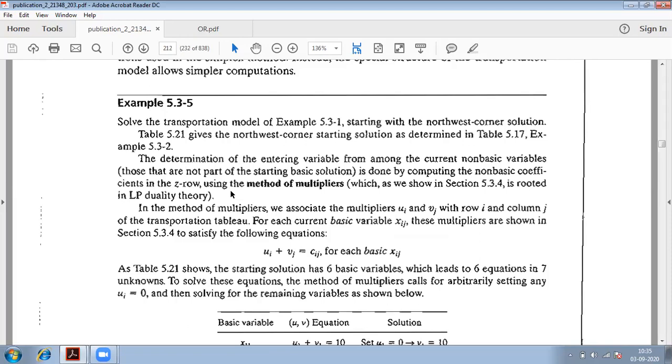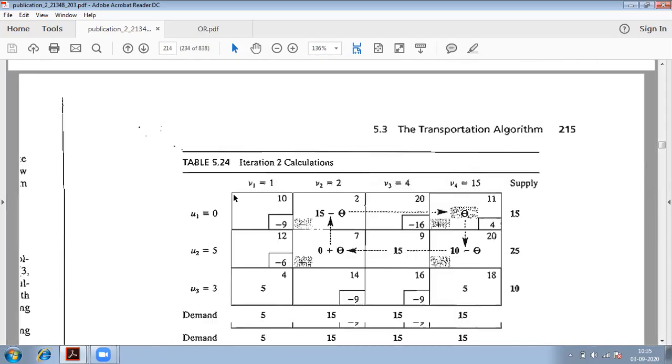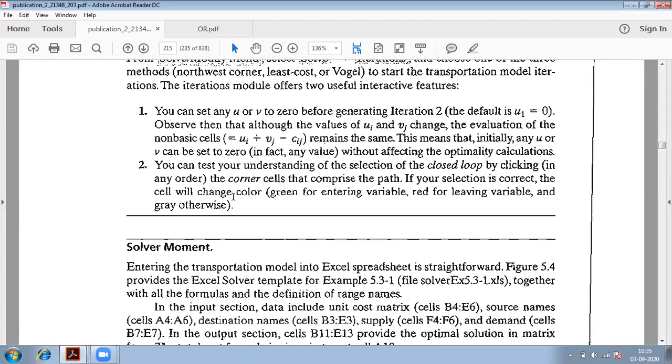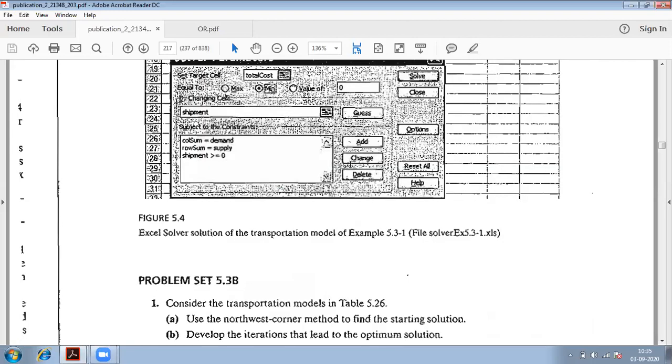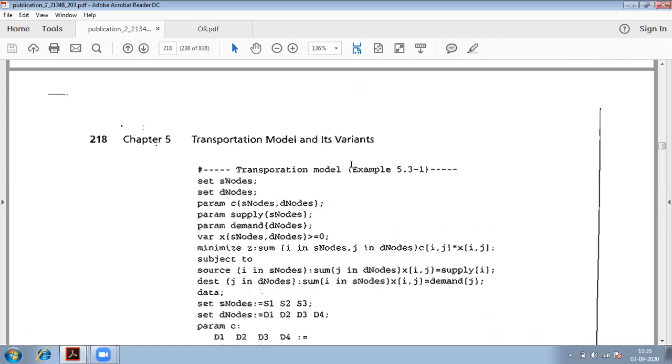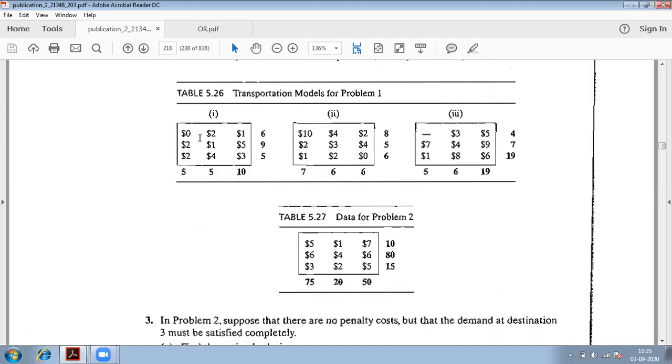There are some other problems. The MODI method is not there in your syllabus. That comes a little bit. This is generally solved through an Excel sheet. They are going to solve it. There are some other problems. These are the things 6, 9, 5. First one, second one, transportation models for problem 1.